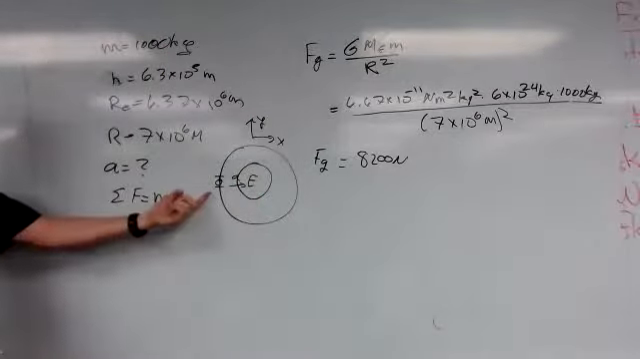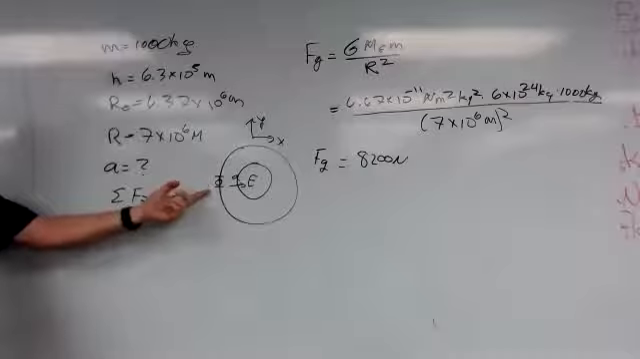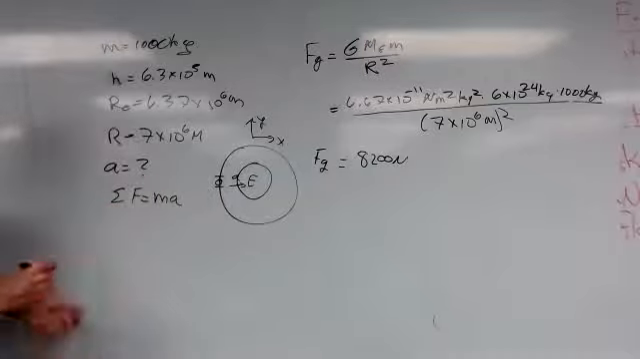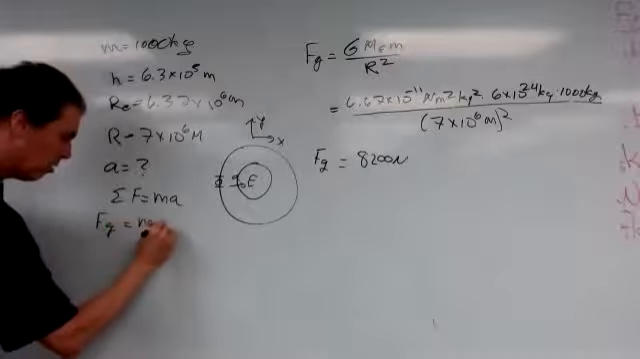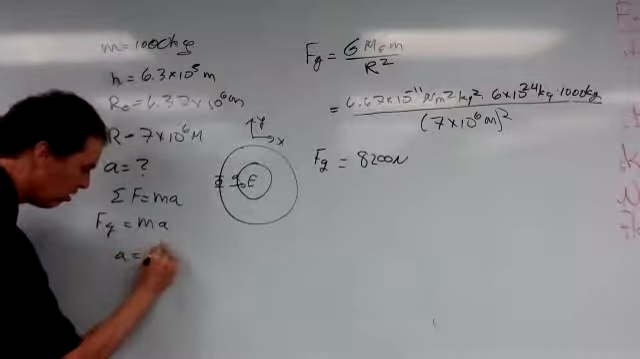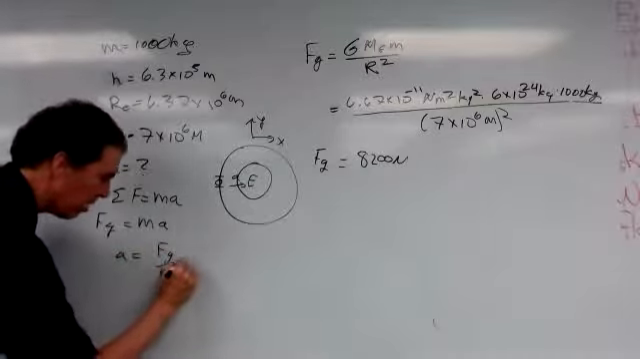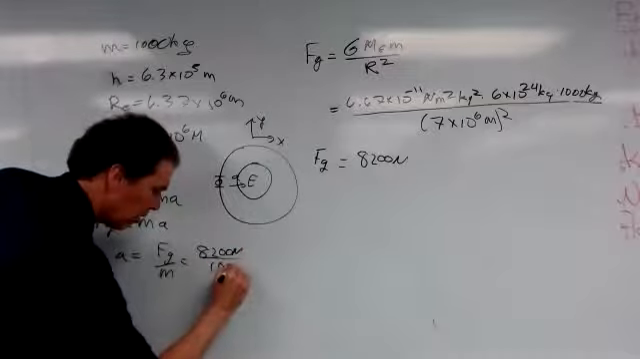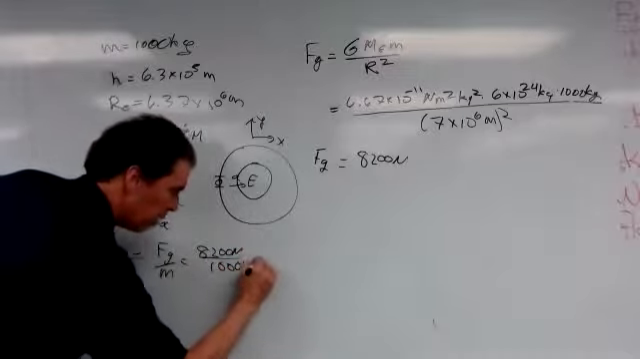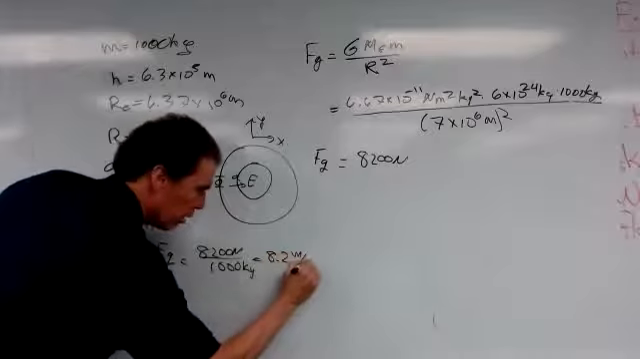And I've only got one force acting. What's the force acting? So it's really easy. The sum of the forces is just the force of gravity, equal to mass times the acceleration. The acceleration is equal to the force of gravity divided by the mass. And that's 8,200 newtons divided by 1,000 kilograms, which is 8.2 meters per second squared.